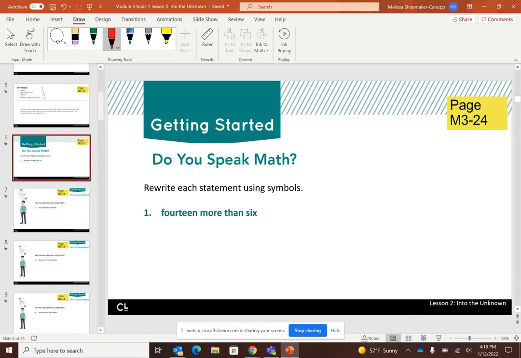So, do you speak math? Page M324. This is writing the math. So I want you to think about addition, subtraction, multiplication, and division. Those are what we need to be thinking about. So 14 more than 6. What does more than mean? I can easily see a 14 and a 6, but think about it. What kind of math is more than? Well, I hope you can recognize that that is addition.